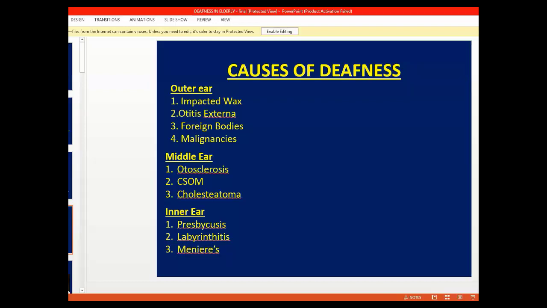Labyrinthitis is infection of the cochlea. That can happen from cholesteatoma or chronic otitis media.